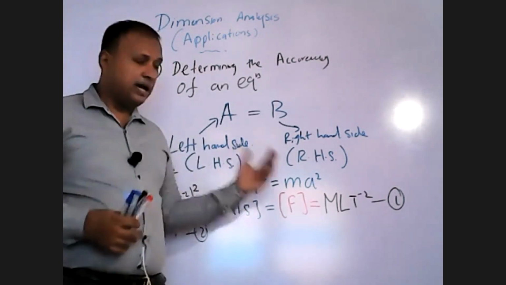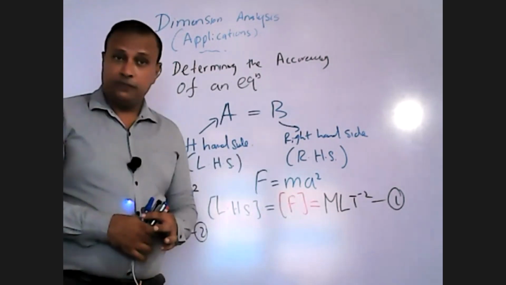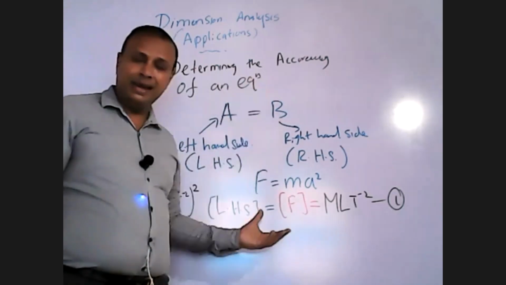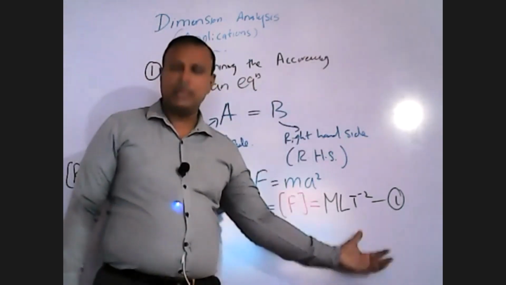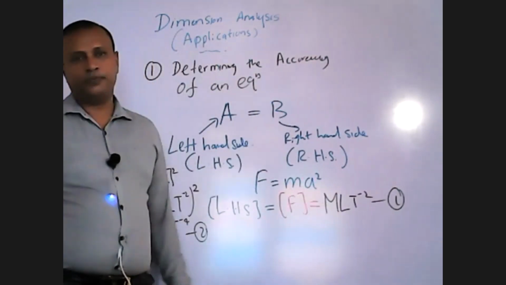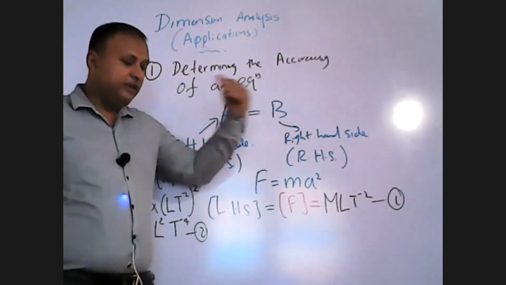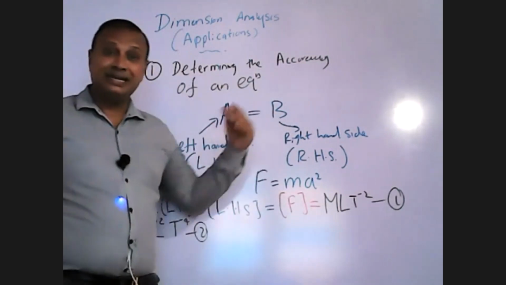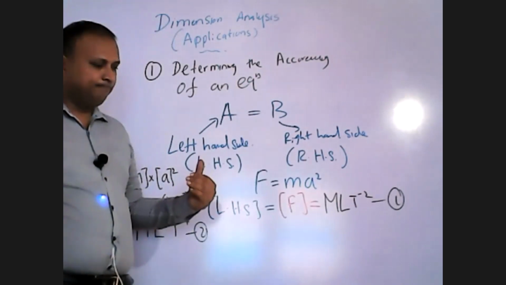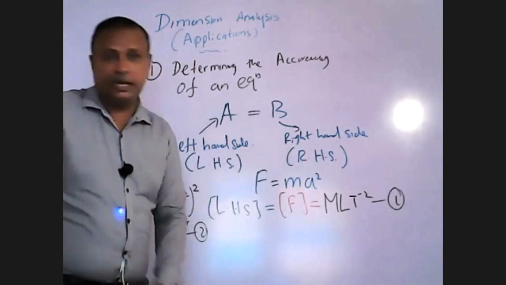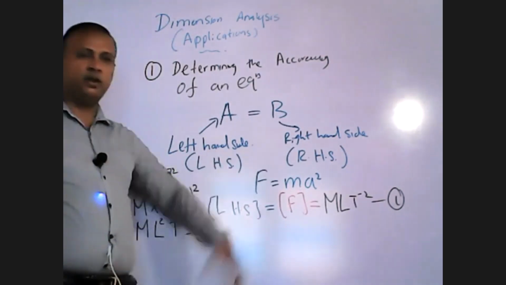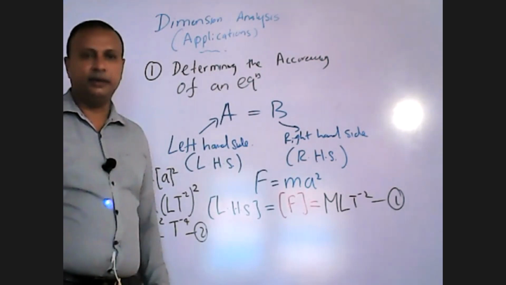If you are asked to find the accuracy of an equation, you should take the dimension of LHS and RHS and determine whether those are the same or not. If they are the same, then we can say this equation is dimensionally correct. If they are not the same, then we can say this equation is incorrect.